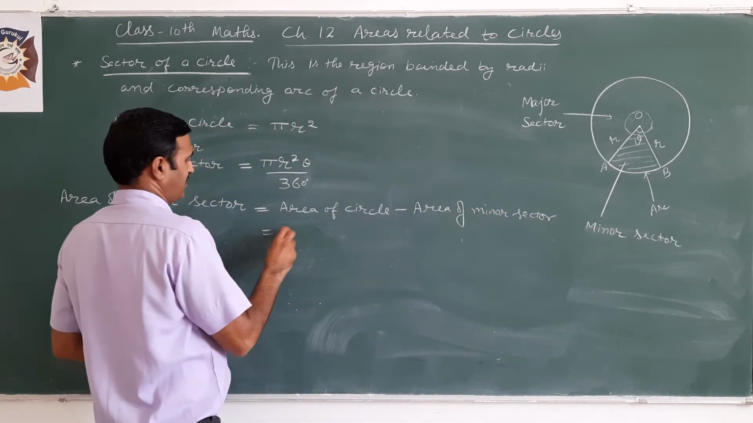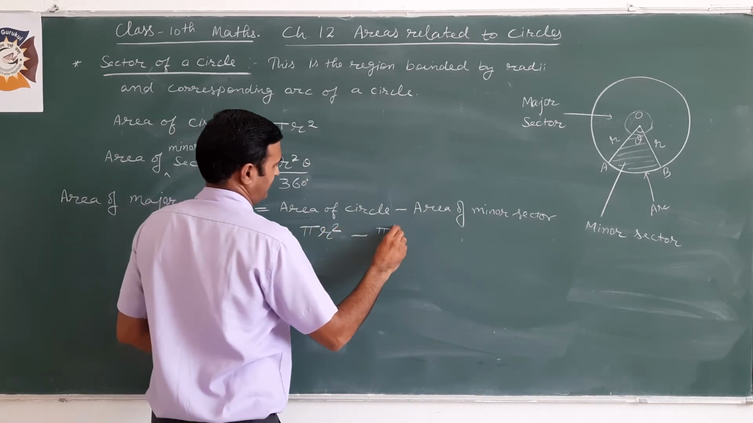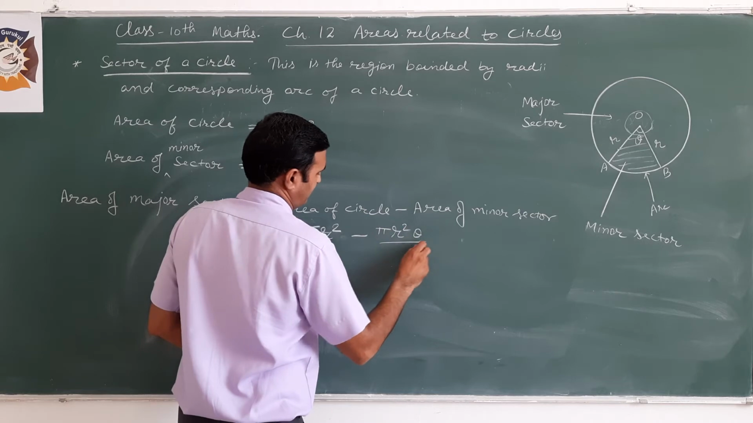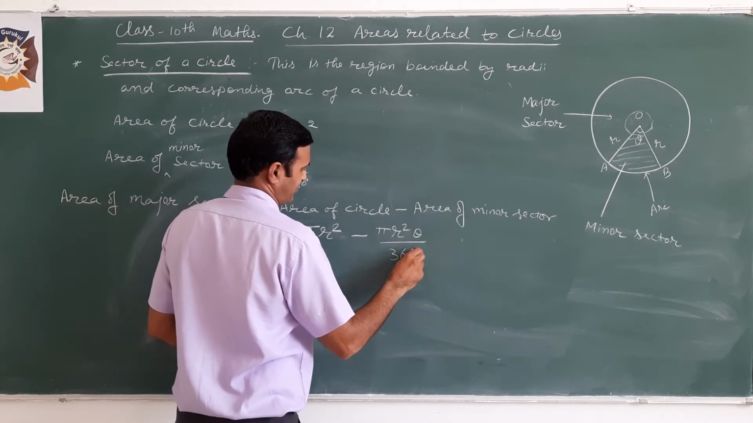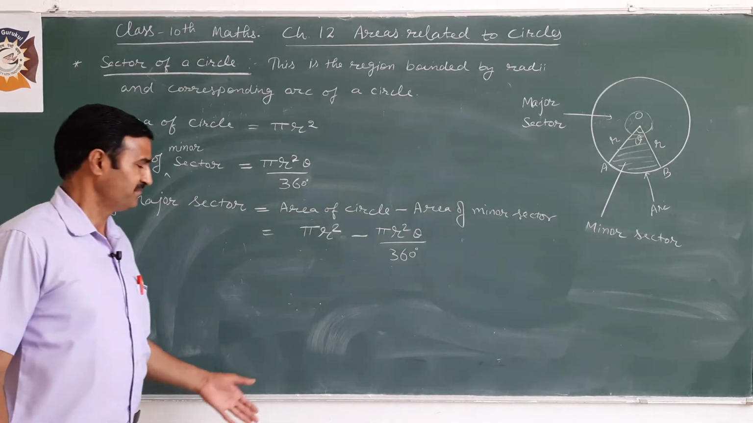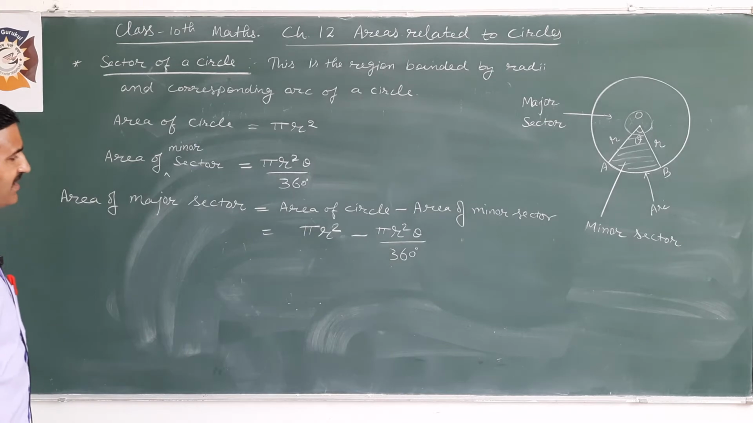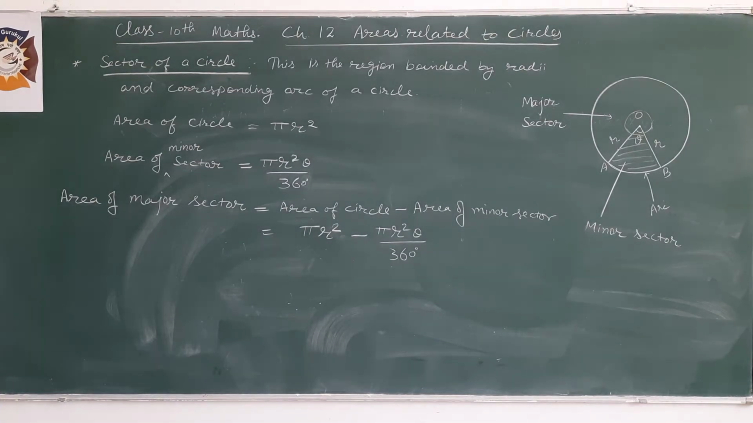We know area of circle is pi r square and area of minor sector is pi r square theta upon 360 degree. We can simplify easily taking common pi r square from this and put the values of pi, r and theta. So this is the area of minor sector.